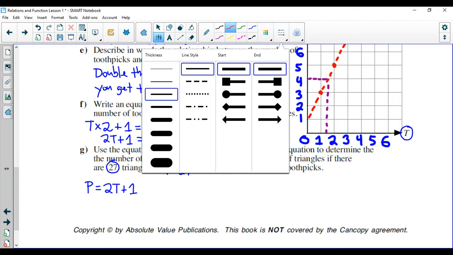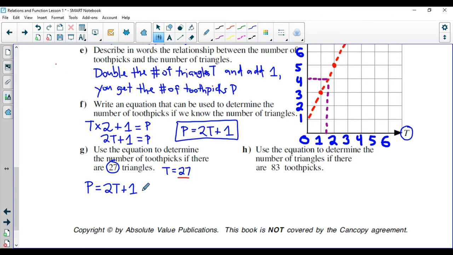To figure out the number of toothpicks for 27 triangles, I'm just going to take the equation and replace the T with 27, do a substitution. So if I do that, P is equal to 2 multiplied by 27 plus 1. If you carry out the order of operations, 2 times 27 is 54, plus 1 would be 55. So you have 55 total toothpicks in that shape, if you have 27 triangles.